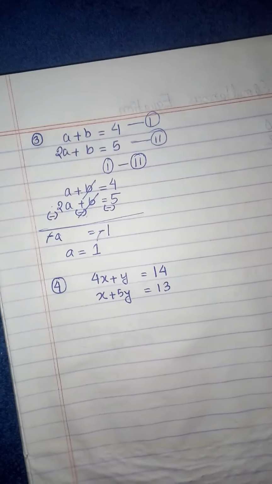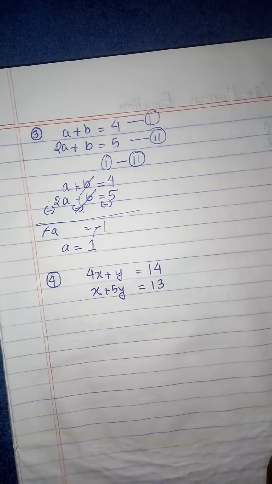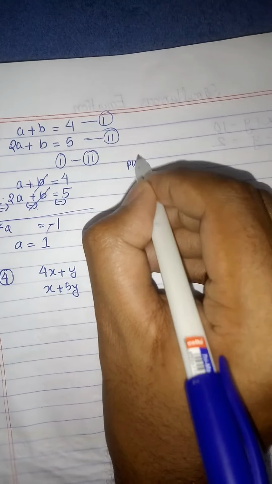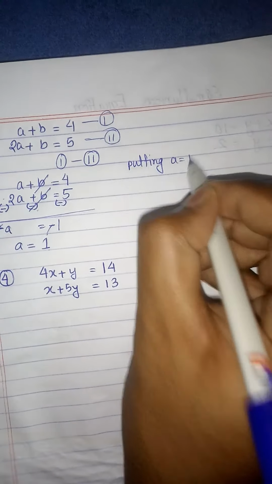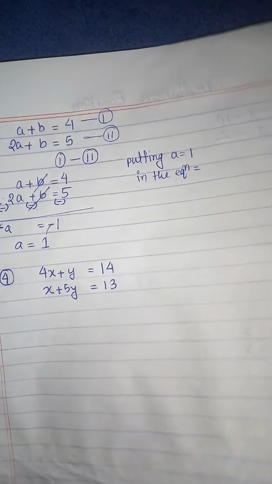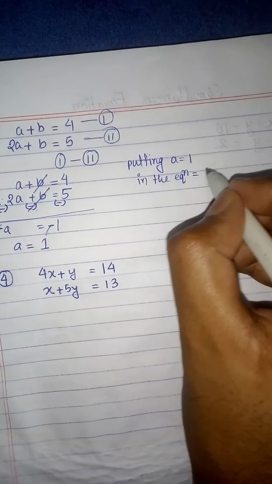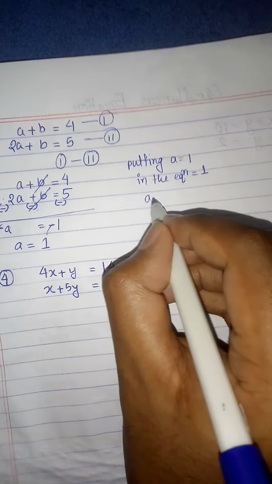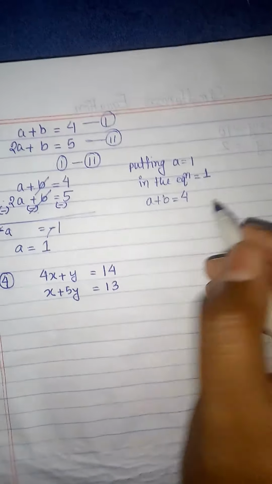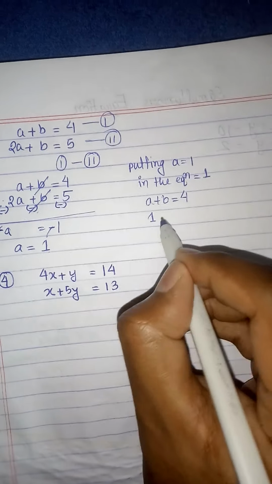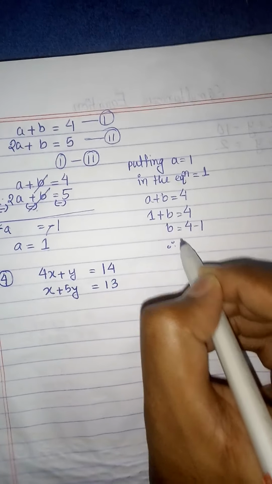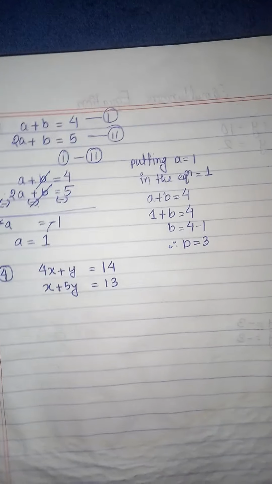And now to find out the value of b, you need to put a equal to 1 in equation 1. Okay, so a plus b equal to 4. We have found the value of a, that is 1 plus b equal to 4. So b equal to 4 minus 1, so the value of b is 3.